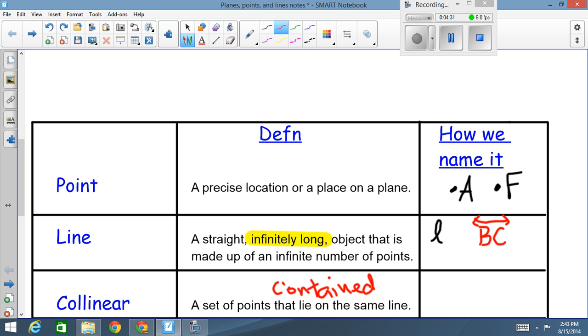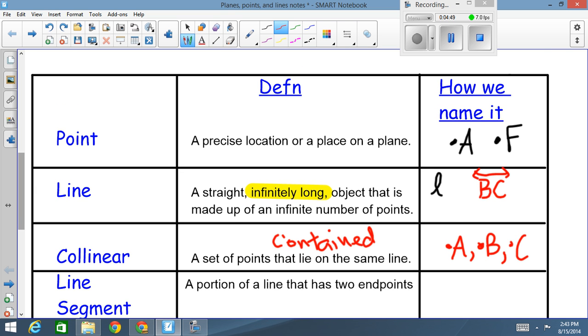Well, we just got done saying that A, B, and C all fit on that line up there. So I could just put point A, point B, point C. Those are all collinear points because they all fall on the same line, or they are contained in the same line. How about a line segment? A line segment is a portion of a line, or a piece of a line, that has 2 endpoints.